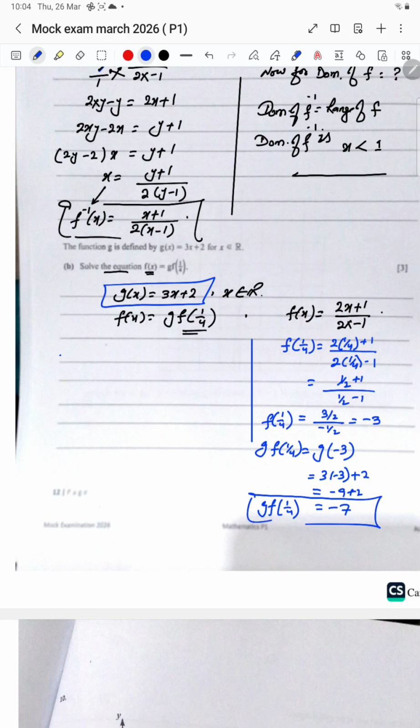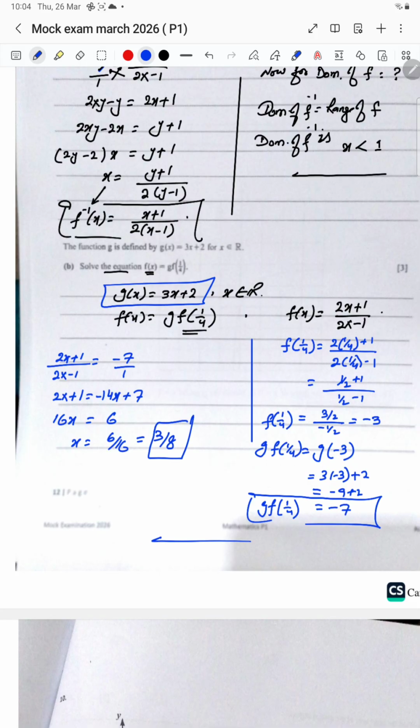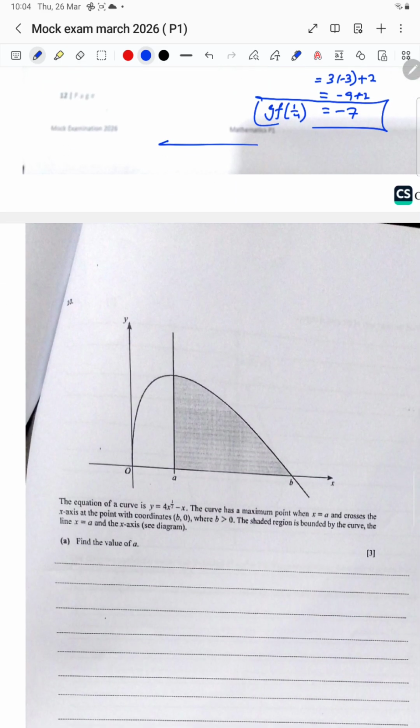f of x is 2x plus 1 over 2x minus 1 equals minus 7 by 1. Do the cross multiplication: 2x plus 1 equals minus 14x plus 7. So minus 14x comes across and becomes 16x equals 6. So x will be 6 by 16, that is 3 by 8. That is the final answer for this part. I hope it is clear. Let's proceed to the next question.